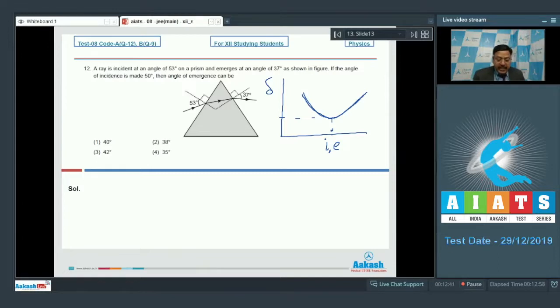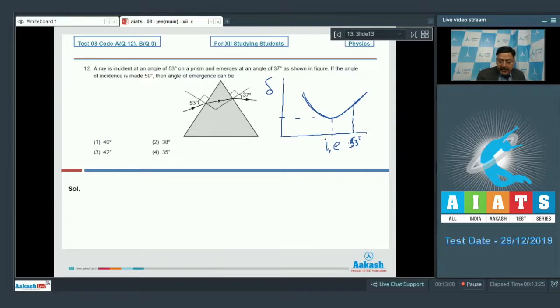Now in our case, angle of incidence is 53 degree and emergence is 37 degree. So we can say somewhere here, we are of course not at the extreme situation. So somewhere here, and that's because for the extreme situation, one of the two angles will be 90 degree. So let's say we are here and this corresponds to angle of incidence 53 degree.